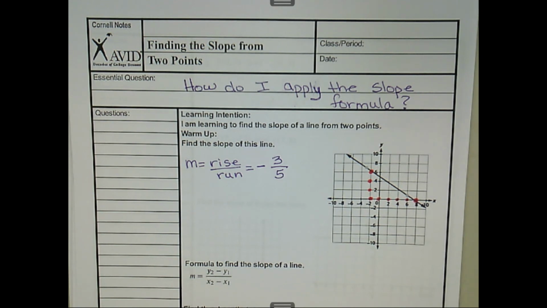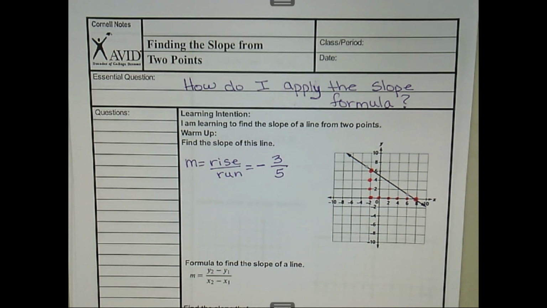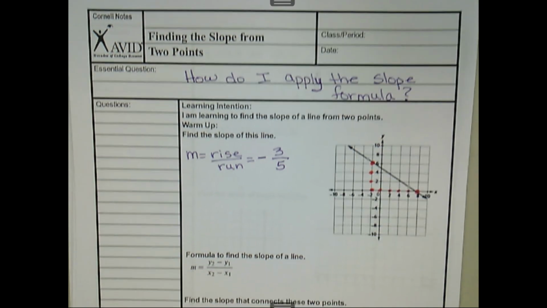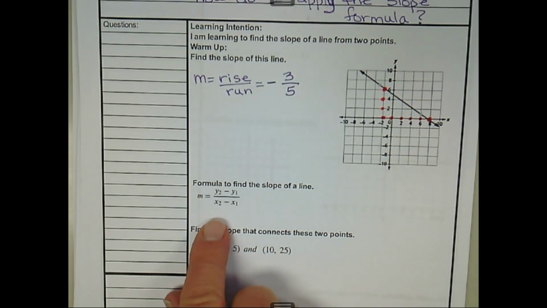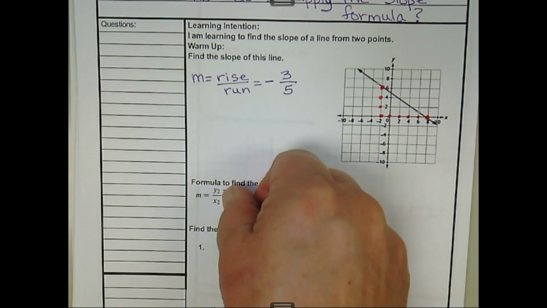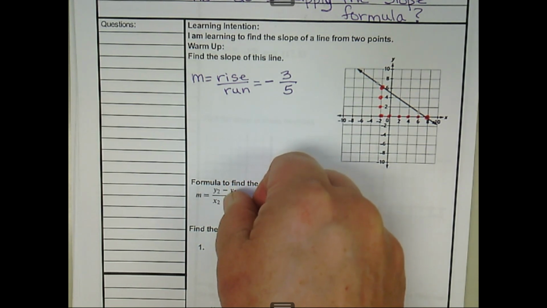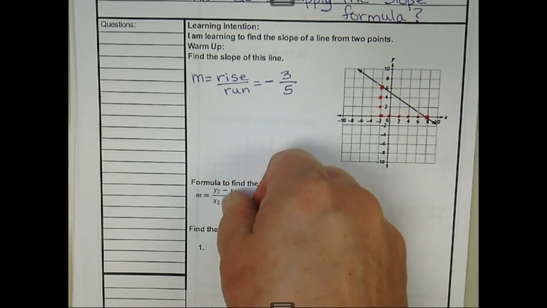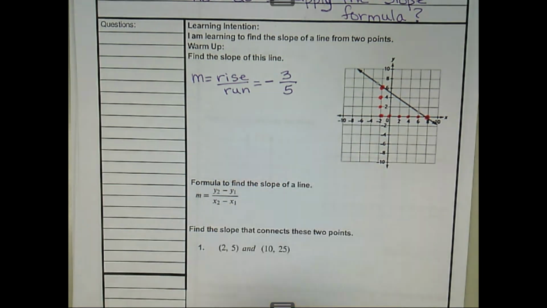To find the slope of any line from 2 points, or find the slope of the line that connects any 2 points, your formula is y sub 2 minus y sub 1 over x sub 2 minus x sub 1. The subscripts just tell you that those are coming from the same point. Those just identify which point you're using. And you can call any point 1 and any point 2 that you need to. So let's find the slope that connects these 2 points.